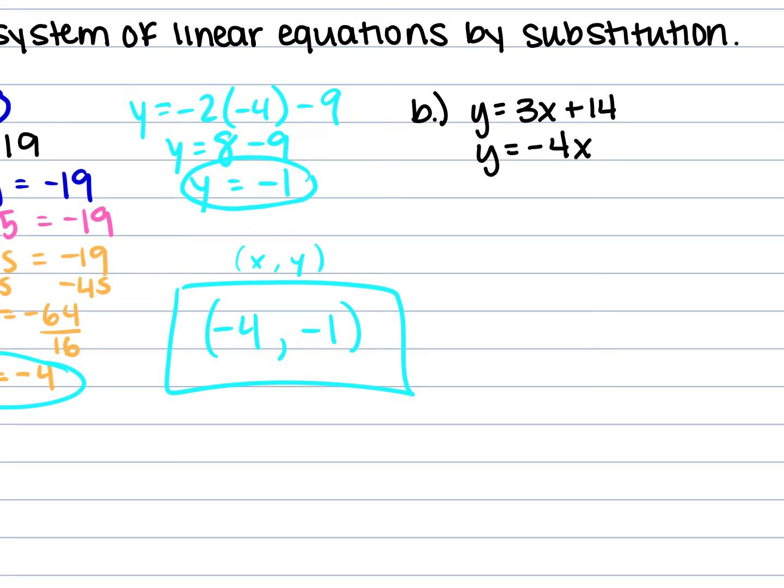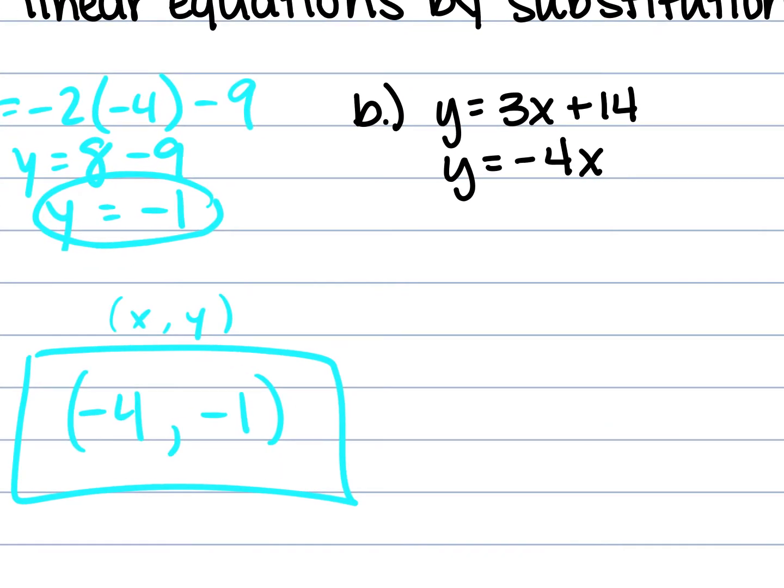Right, so let's look at B. Step 1 is to get one of my equations to be either x equals or y equals. Do I have that here? Yeah, I have y equals 3x plus 14. So I'm going to take 3x plus 14, and what do I plug it into? I plug it into the y, because y equals 3x plus 14, so that gets substituted into the y. So I have 3x plus 14 is equal to negative 4x. That y goes away, and we are substituting it in for 3x plus 14.